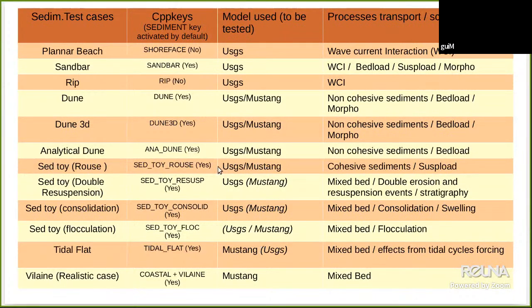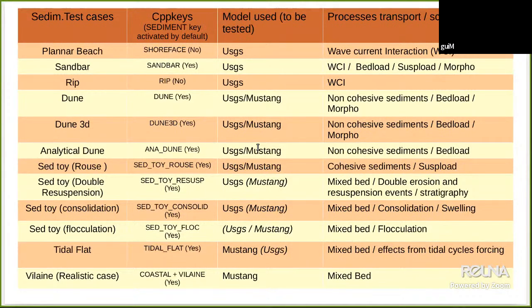So you can see about all these test cases that there is some work to do, for instance testing with another model. I didn't talk about it, but there is also the process of flocculation. It is not implemented yet, and there is also a realistic case here from Guillaume, but it is done with MUSTANG. So it's like a recap.